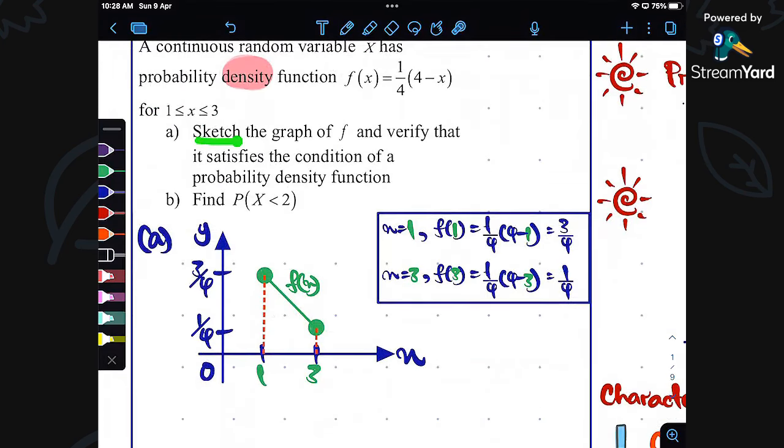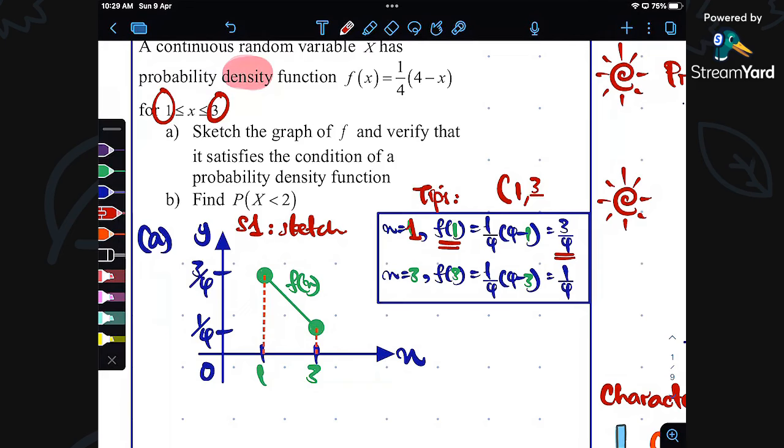But before we do the integration, we will need to sketch the graph. So here goes a tip for you guys in order to make a simple graph. Okay. Step 1, sketch the graph. In order to draw or sketch a simple graph, we use these tips. We just use the limit here, which is number 1 and 3. So when x is equal to 1, the function f(1) is equal to 3/4. Therefore, you will get a point already, (1, 3/4).